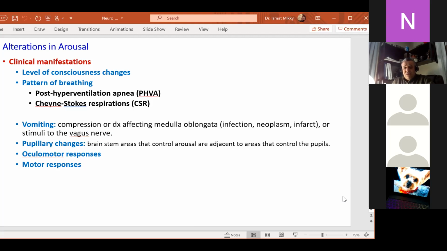And here in neuro, the vomiting is associated with compression or disease affecting the medulla oblongata: infection, neoplasm, infarction, or the vagus nerve. The stimulation of the vagal nerve, or the vagus nerve, would result in vomiting. Or central nervous system injuries.